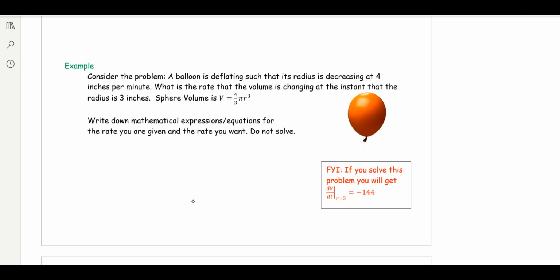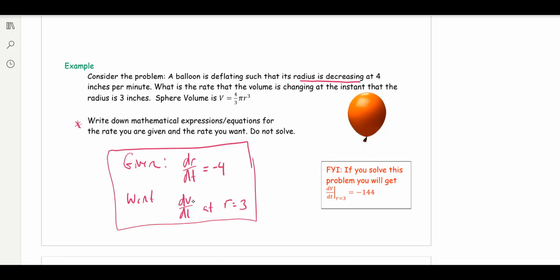The only thing we have to do is write down mathematical expressions for what we're given and what we want. We're not going to solve the problem. So we're given and want, okay? A balloon is deflating such that its radius is decreasing. That's dr/dt, and that's negative 4. And we want the rate at which the volume is changing, that's dV/dt, at r equals 3. That's all you have to do.